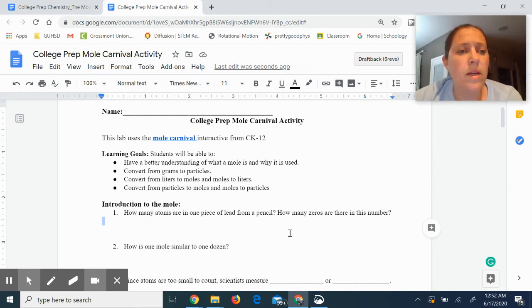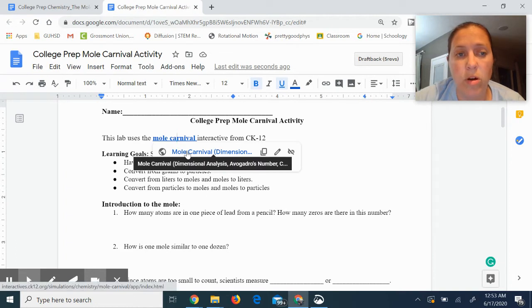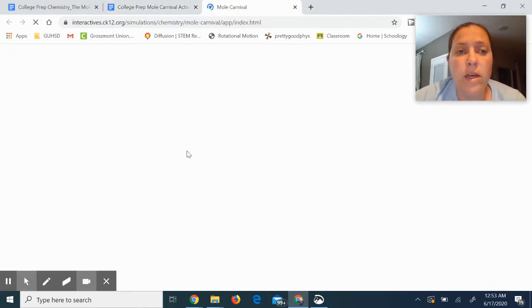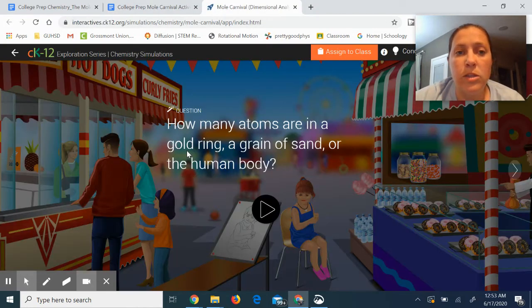Hi everyone, I'm going to take a few minutes to walk you through the Mole Carnival activity that you can find on CK12. If you open up your activity, the very first thing you're going to do is click on this link right here that says Mole Carnival. That link will take you to the Mole Carnival interactive that's provided through CK12. I'm doing this with you because we haven't done very many of these interactives, and I wanted to show you how to best utilize this resource that you have.